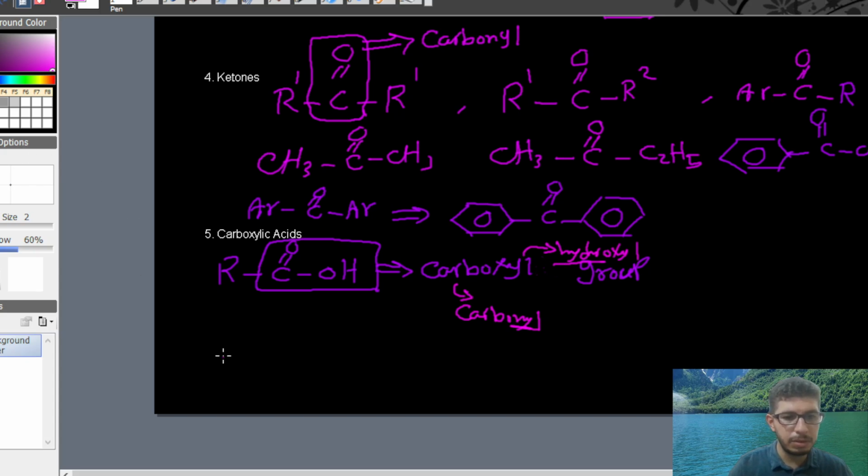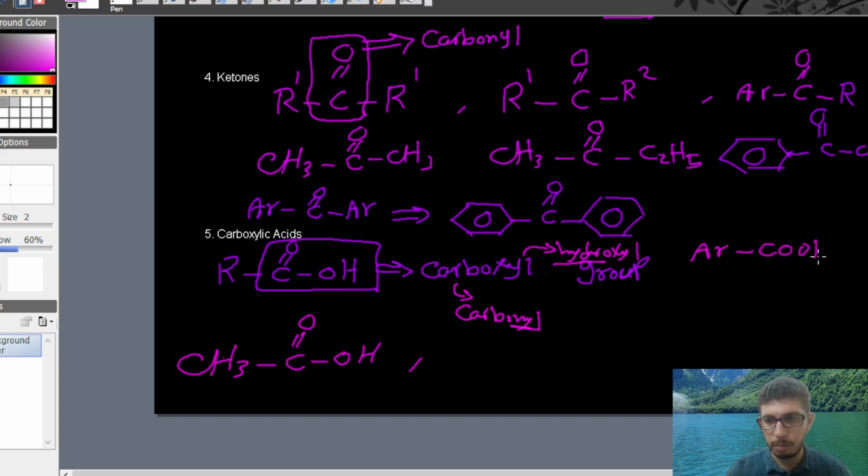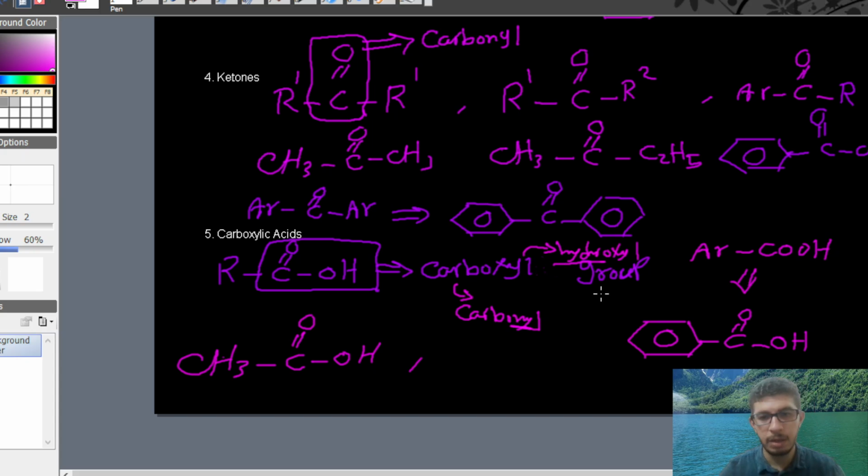So one example could be something like this: CH3, C double bond O, OH. What is it? This is acetic acid. Or it could be something like this; let me draw it above. An aryl group attached to a carboxyl group. This can be represented by the example of a benzene ring attached to a carboxyl group. This is actually called benzoic acid.